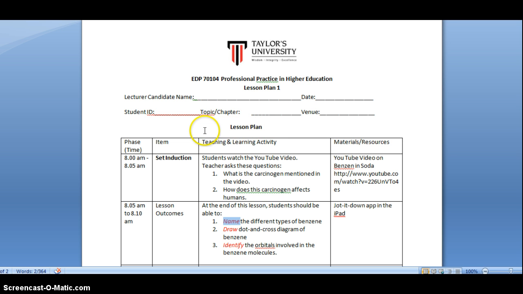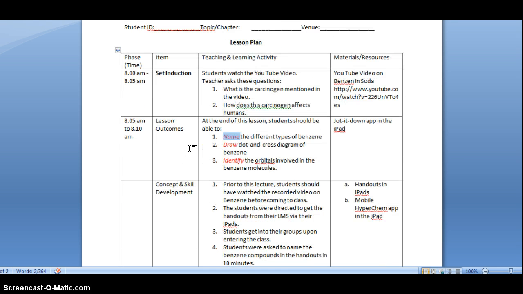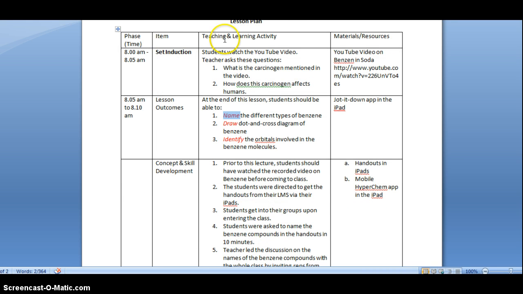Fill in all these necessary details, and since it's a template, you look at each section and fill up each section. For example here, set induction is the first thing that you need to think about. Set induction is mostly only 5 minutes. Please do not exceed 5 minutes for set induction.